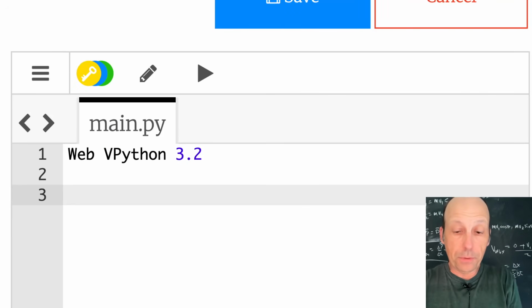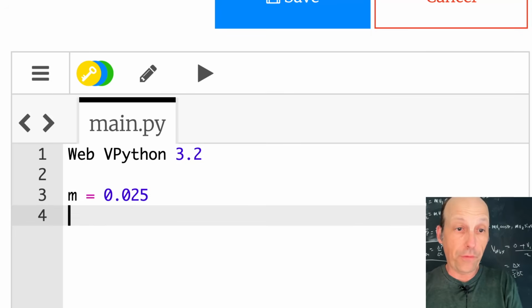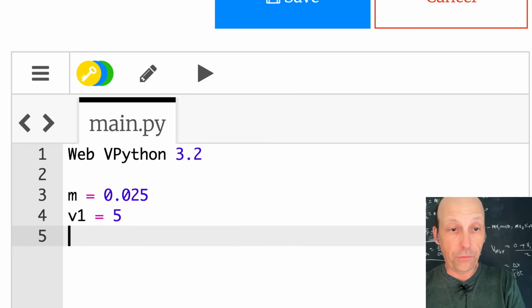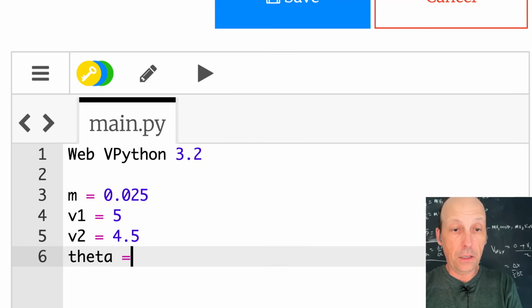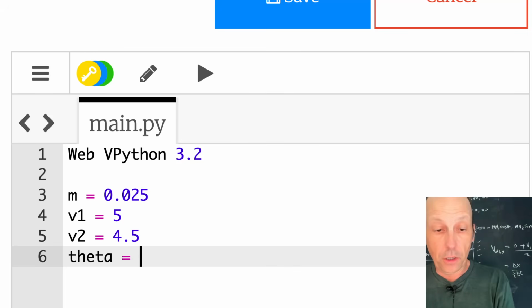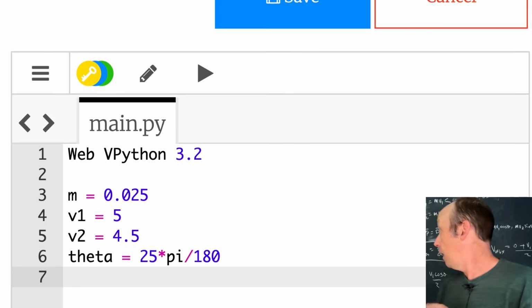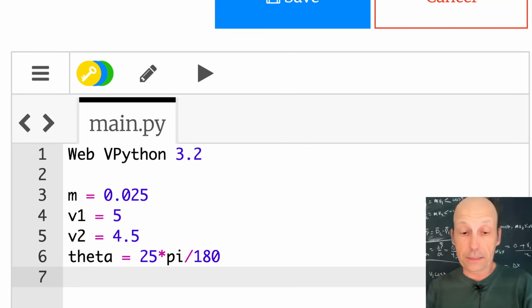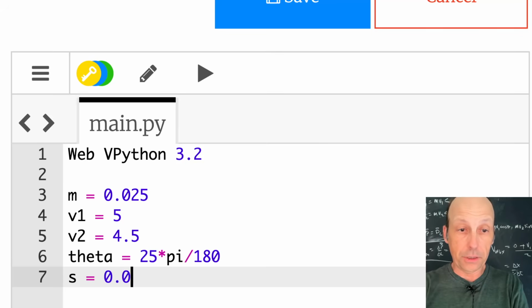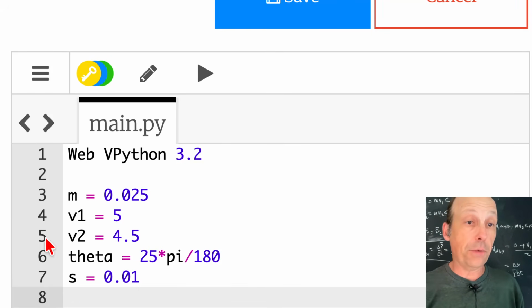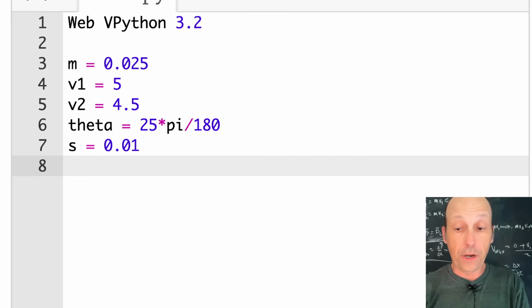Okay. So let's put in everything I know. The mass, 0.025, 25 grams. V1 was 5. V2 was 4.5. Theta, I said 25, so 25 times pi divided by 180. And then s is 1 centimeter, so s is 0.01.